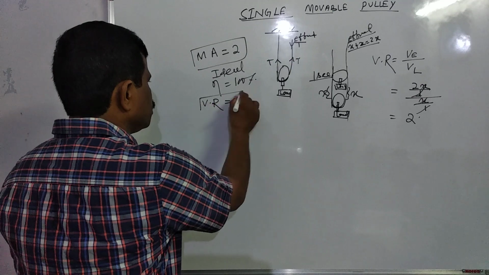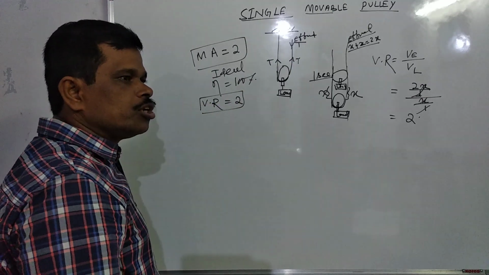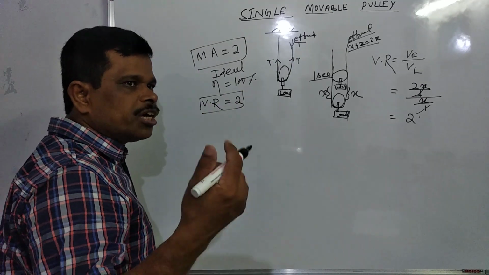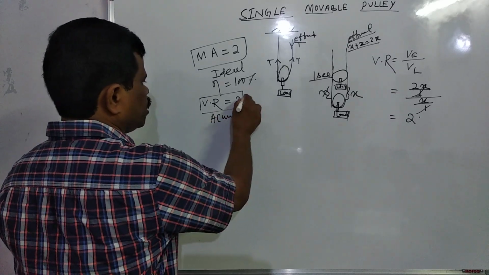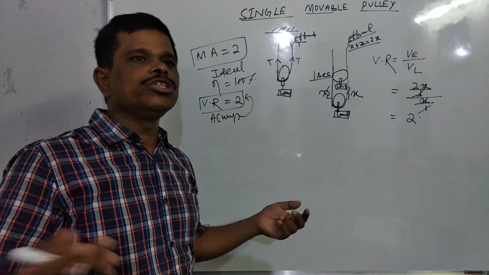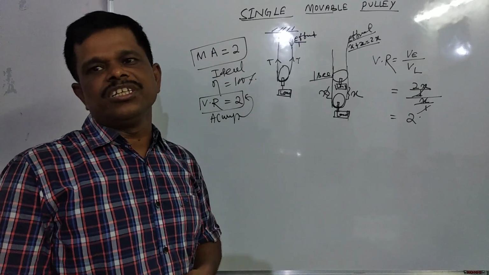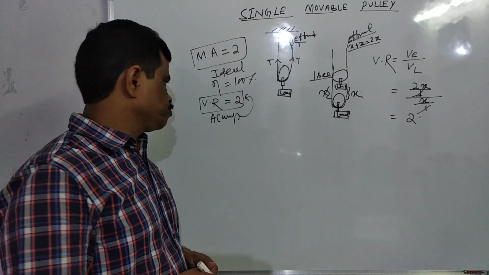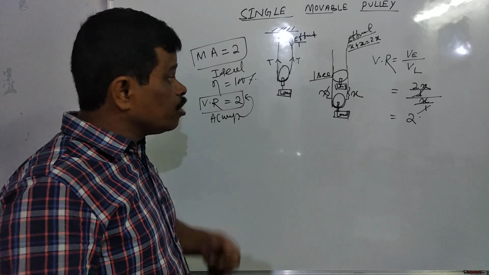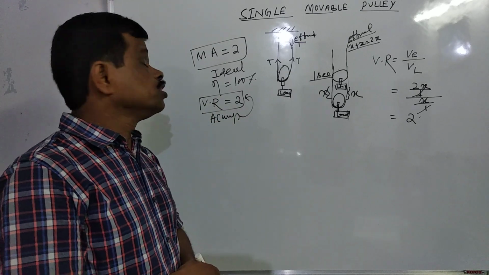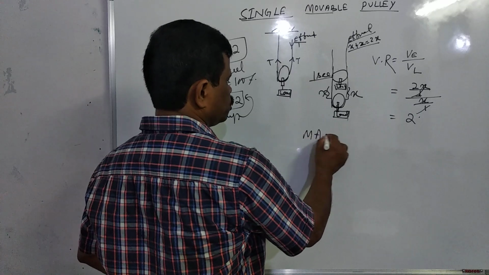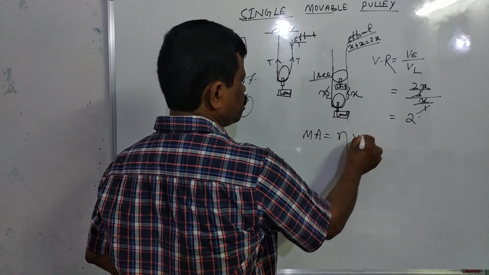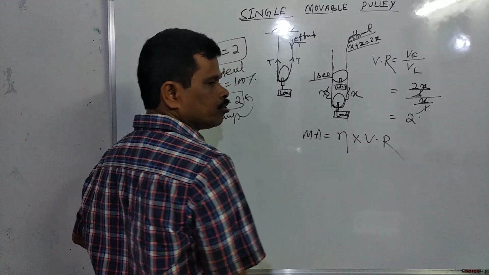Velocity ratio 2, dear students, is this always true? Yes, that is always true. That means the velocity ratio of a machine does not change. Then how to calculate the mechanical advantage? So mechanical advantage is equal to efficiency into velocity ratio.